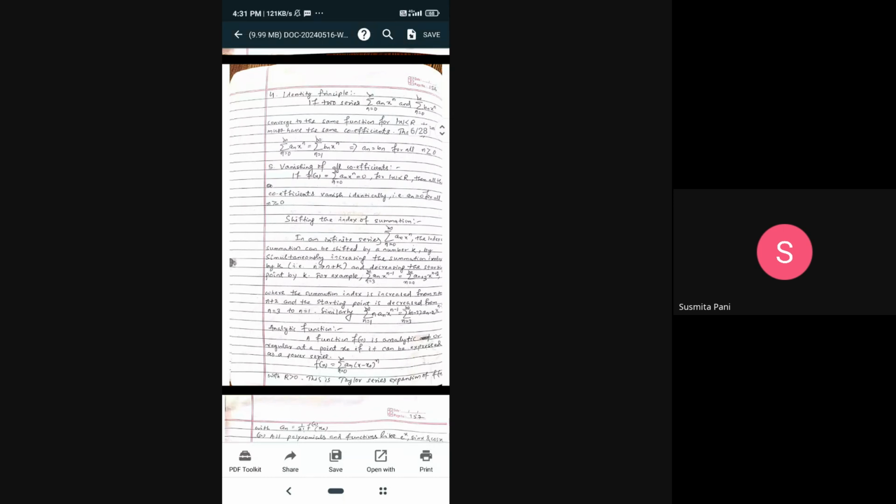Similarly, summation n is equal to 1 to infinity a_n x to the power n minus 1 is equal to summation n is equal to 3 to infinity a_{n-2} x to the power n minus 3. Okay, x to the power n minus 3. Like this, you can shift the indices of the summation. Are you getting it?